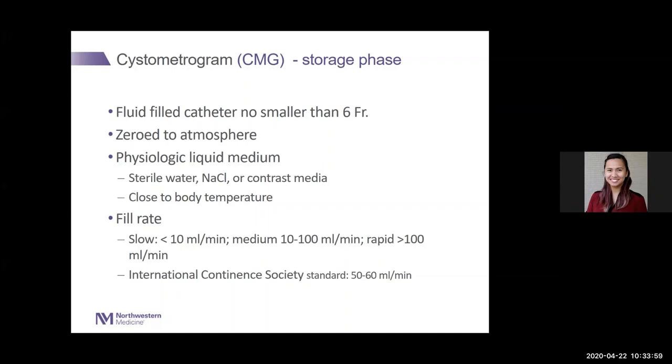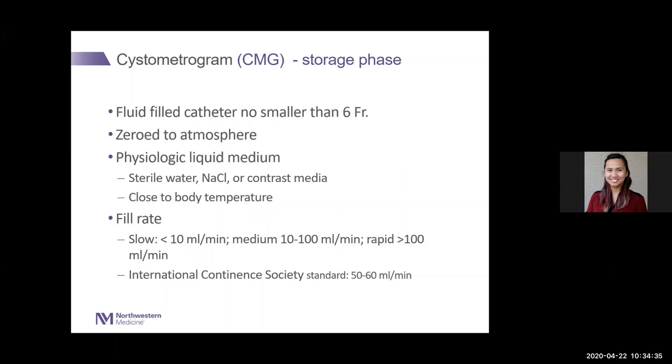And then you've got to look at the fill rate, depending on what you're doing the study for. So if you've got a neurogenic patient, filling at 50 to 60 ml per minute may end up showing a whole bunch of uninhibited contractions. That may not be the reality for that patient. So oftentimes if you start filling and the patient starts having uninhibited contractions right away, I'll just stop and slow the fill down. You can go less than 10 milliliters per minute if you need to. Obviously it depends on how much time you have, but a slow fill is very important for the neurogenic patient.